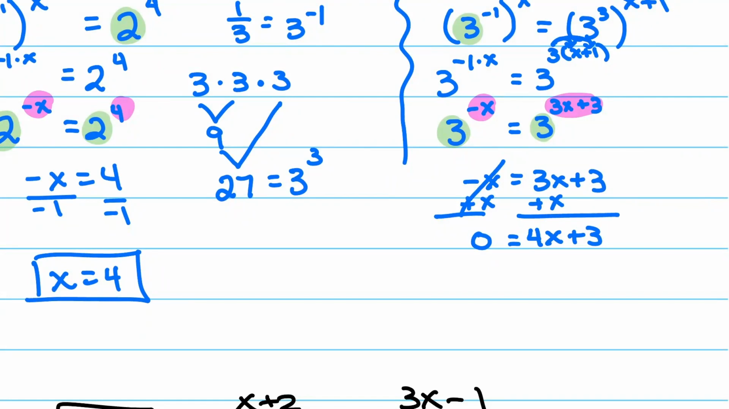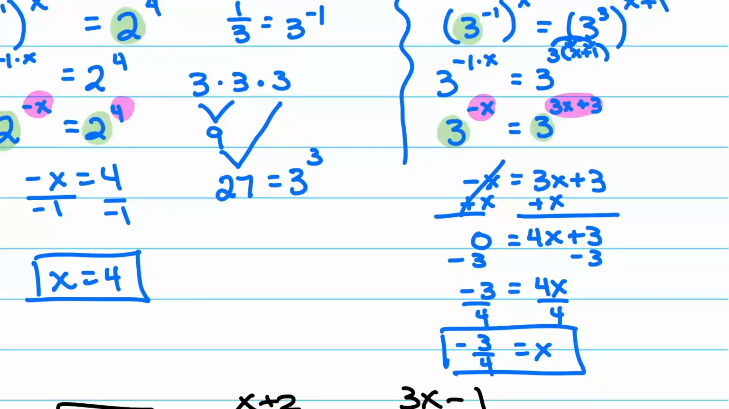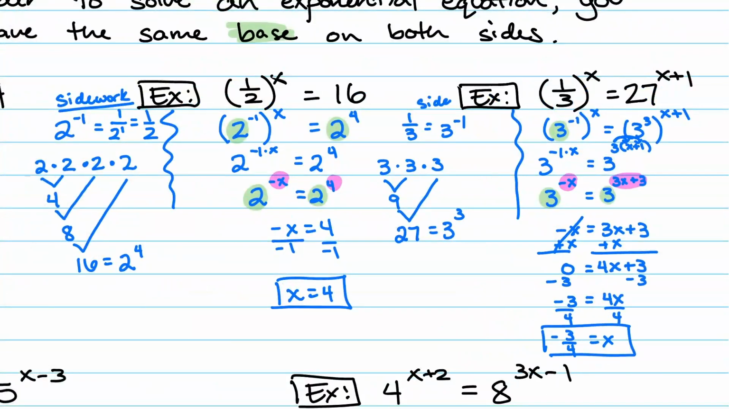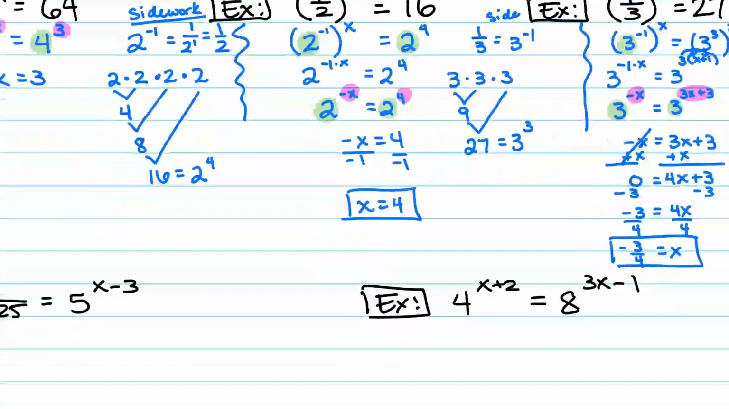Now I get to go ahead and subtract 3 on each side. I get negative 3 is equal to 4x. And then I'm going to divide both sides by 4. And I get that x is equal to negative 3 over 4. There is no way I was ever going to guess that, but it doesn't matter because we're able to solve this algebraically. Okay, let's move on to the last two problems.